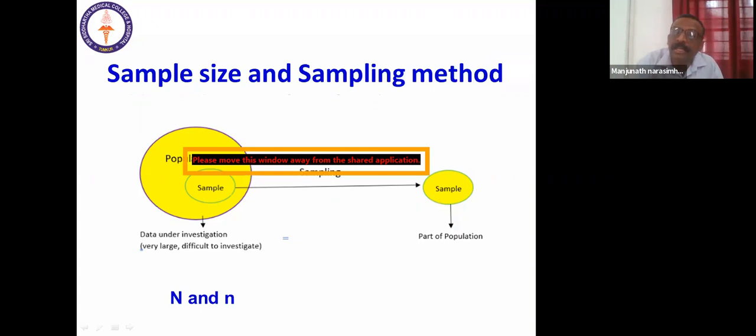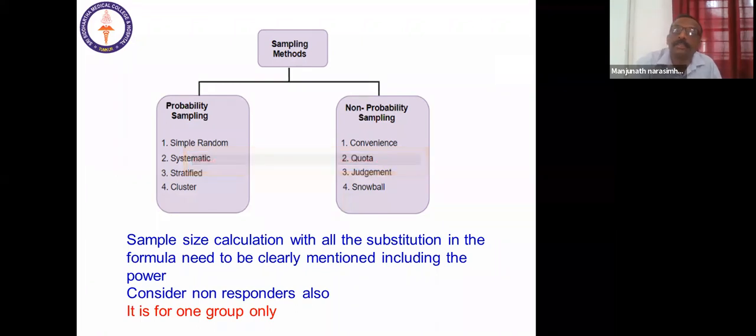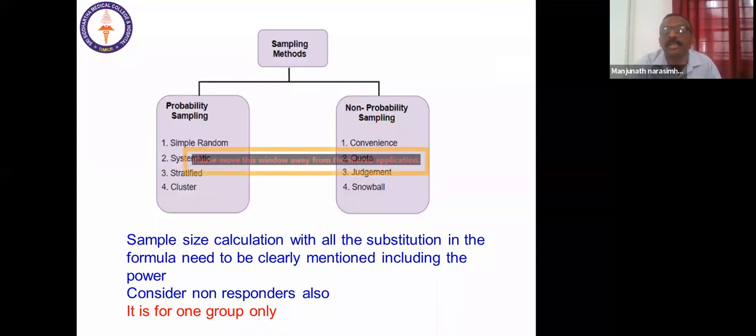In the sample size, again, you have to mention how you have calculated the sample size. So the formula and the substitution for all the formulas you have to mention there, including whatever power you are going to use, you have to mention the statistical power. And when you are mentioning the sample size, see that you are also considering the non-responders, because sometimes there may be dropouts, they may not come up. So even the non-responders you have to consider.